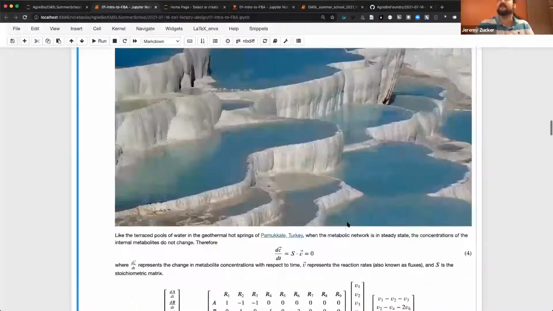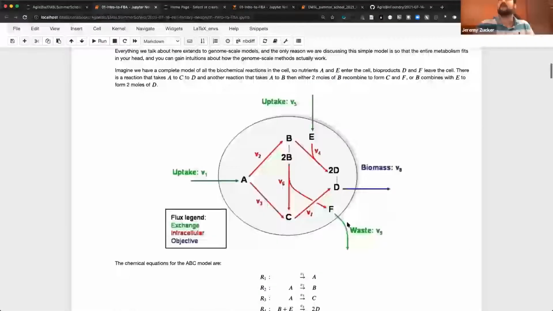And so the idea is that if you come up to here, you can see that if there's a flux V1, that has to equal V2 plus V3. So you can imagine there's some rate that comes in at say 10 millimoles per hour, and V2 plus V3 together have to equal 10, because otherwise, if this was less than 10, then A would start to accumulate in the cell. And if the sum of V2 and V3 was greater than 10, then the amount of A would start to decrease in the cell.